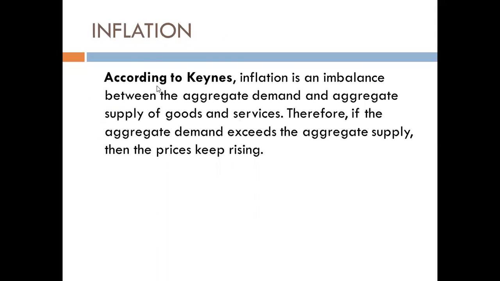Next point is inflation. According to Keynes, inflation is an imbalance between the aggregate demand and aggregate supply of goods and services. Therefore, if the aggregate demand exceeds the aggregate supply, then the prices keep rising.